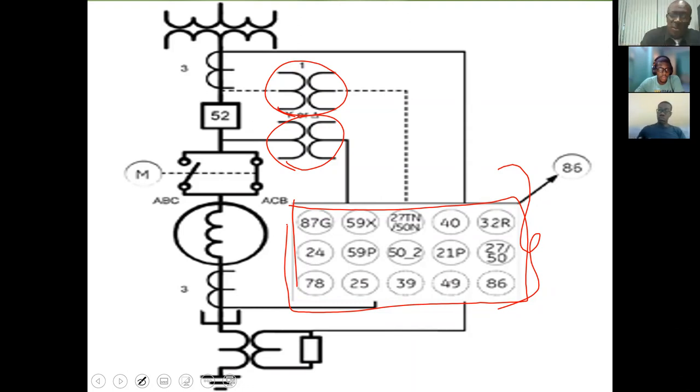So over time, some device numbers will become familiar. But if you are not sure, pull your list and familiarize yourself. So what we are showing here is protection that generally is used for generators.